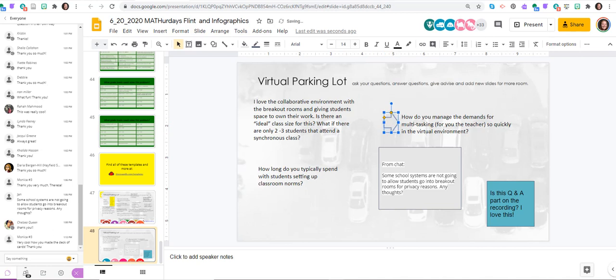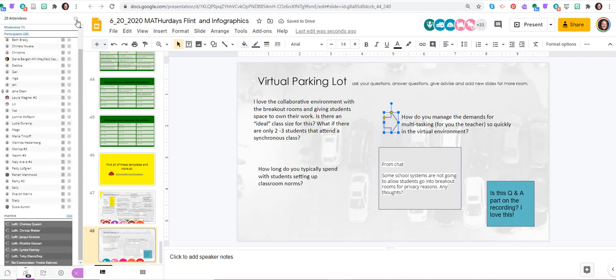Let's see. How do you manage the demands for multitasking for you, the teacher, so quickly in the virtual environments? So part of it is I've had a lot of practice. I've been doing this for a decade now, and I have a bit of a routine where I'll listen in at the beginning to get an idea of where groups are and probe questions.